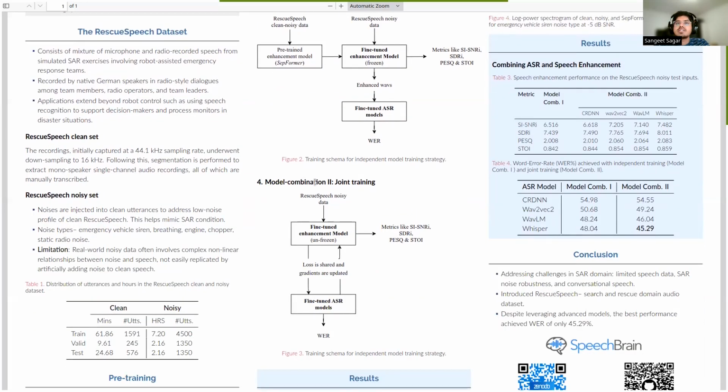In the last strategy, that is the model combination 2, joint training, we combine the enhancement model and the ASR model. So basically, when we combine them, we unfreeze them. This means that the gradients that are backpropagated by the ASR are fed directly into the enhancement model. So we believe that this has the advantage that the ASR model dictates to the enhancement model how it should be cleaning the speech, which results in the best possible word error rate.